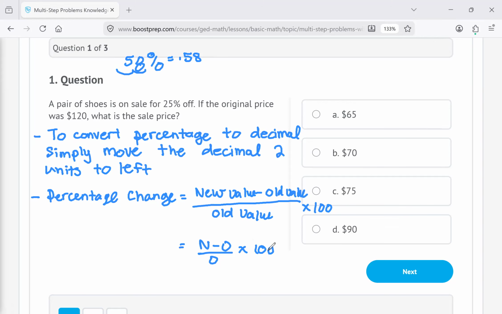Wait, was that it? Is there anything else you need to know? Nope. So in this section, you need to know how to convert percentage to decimal. You just move it 2 places to the left, and you need to know the percentage change formula, which is basically new value minus old value divided by old value times 100, or new minus old over old times 100. Okay. So if you need to pause the video to write that information, go ahead. I am going to move on with the question.